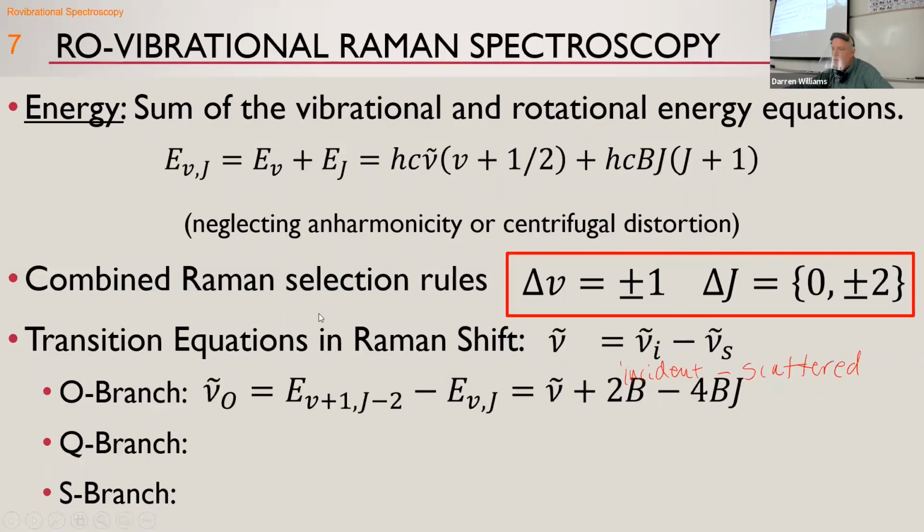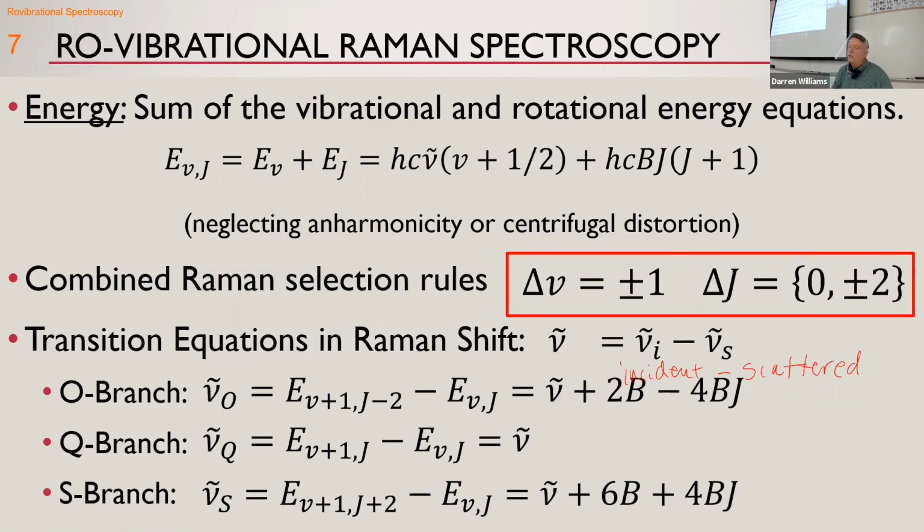So for the O branch, we end up with this difference. And so it looks very similar to the P branch. We've just got a different slope and a little different intercept. The Q branch is the same, so it's still the vibrational frequency. And then the S branch is here. So notice here we have a different slope related to the J value.